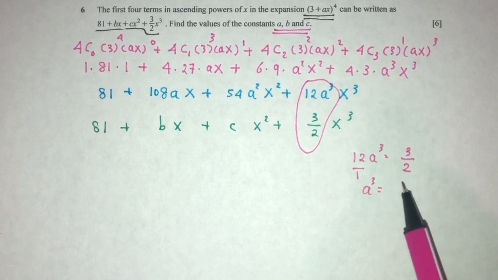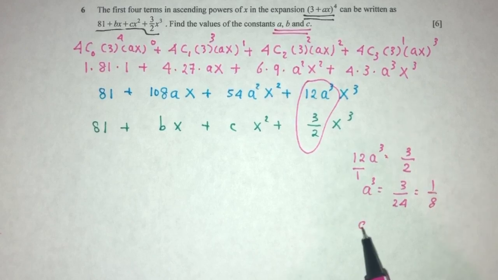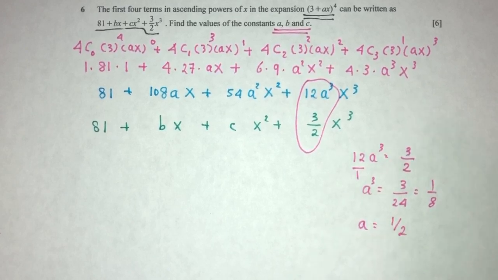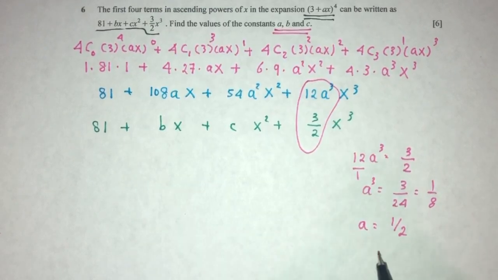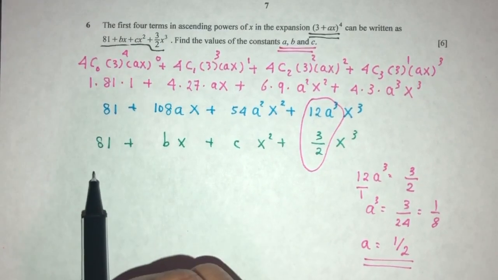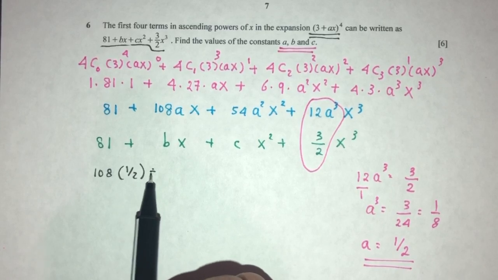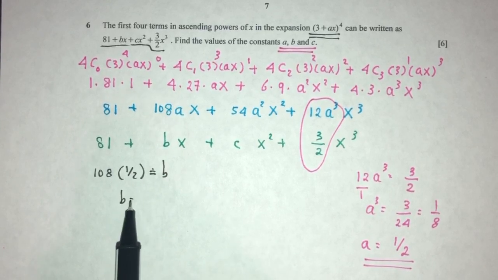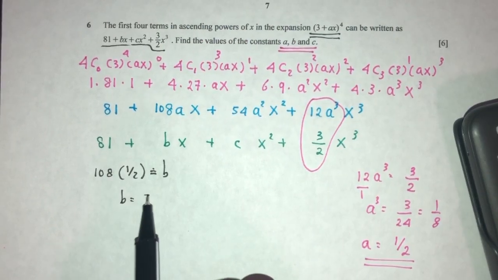Cross multiply, you have 3 over 24, which is 1 over 8. Therefore, a has to be the value of 1 over 2, because the cubic root of 1 over 8 will be 1 over 2. So a is the value of half. Now replace, that will be 108 times a, which is 1 over 2, has to be b. Therefore, b is the value of 54. Here you go.